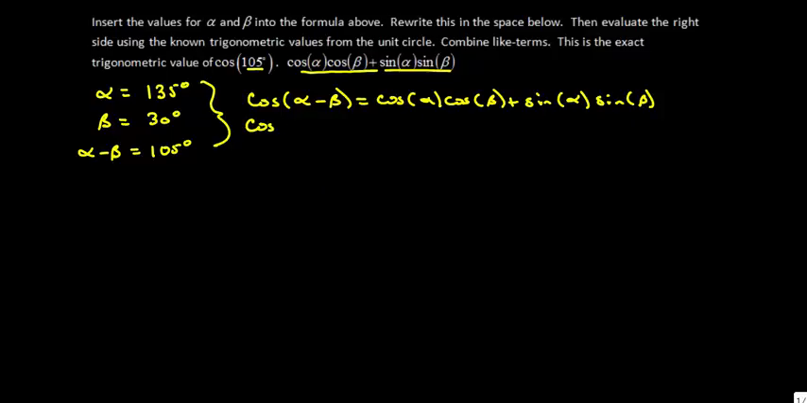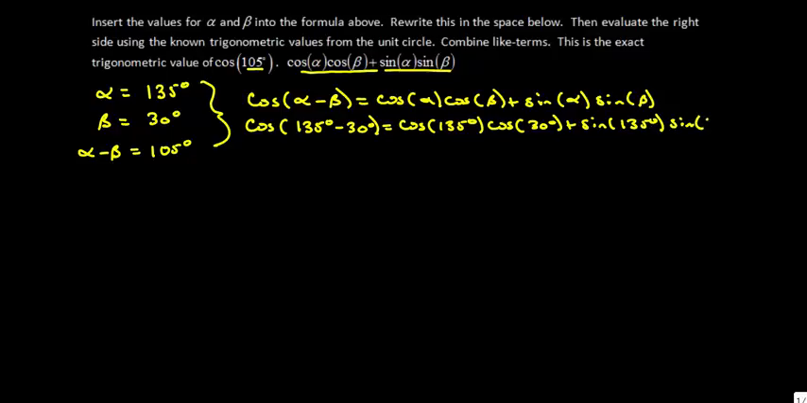So we would get the cosine of 135 minus 30 should be equal to the cosine of 135 times the cosine of 30 plus the sine of 135 times the sine value of 30.